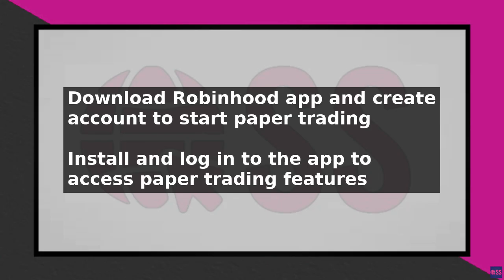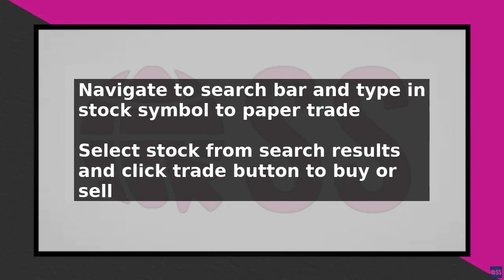Next, navigate to the search bar and type in the stock you want to paper trade. For example, let's say you want to paper trade Apple stocks. Type in AAPL and select the stock from the search results.